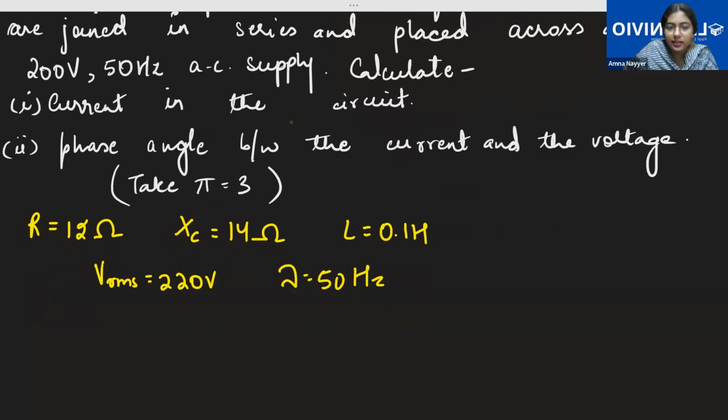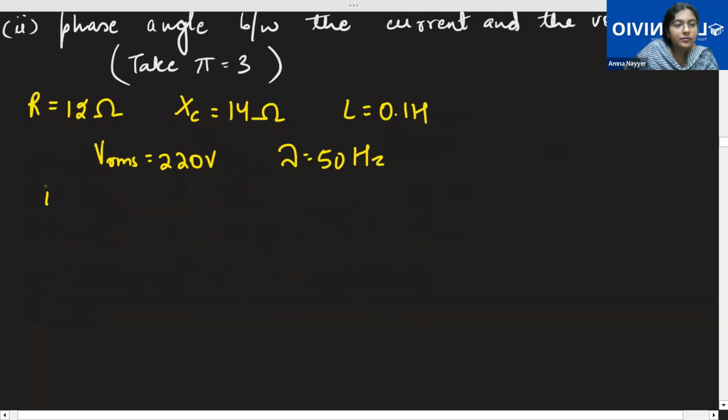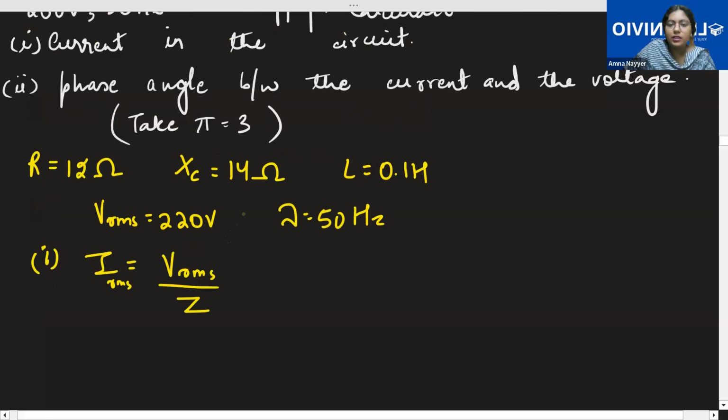We need to find the current in the circuit. Current means IRMS will be VRMS divided by Z, the impedance. So we'll have to calculate the value of impedance first. For Z, I need R, I need XC, I need XL. How to calculate XL using this data?